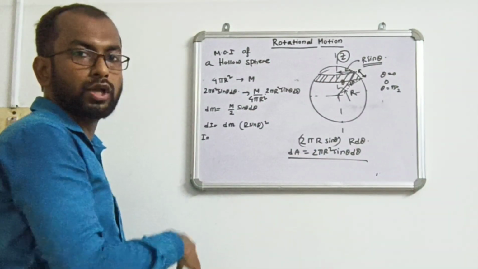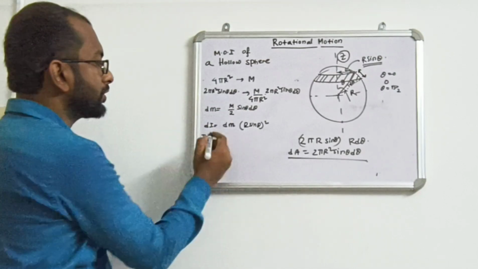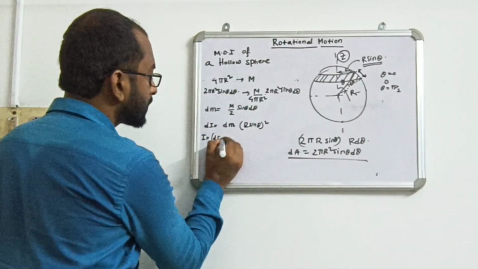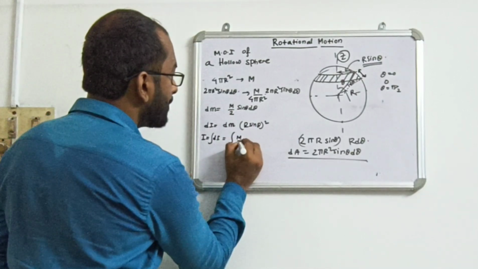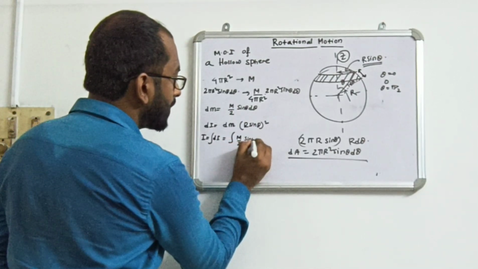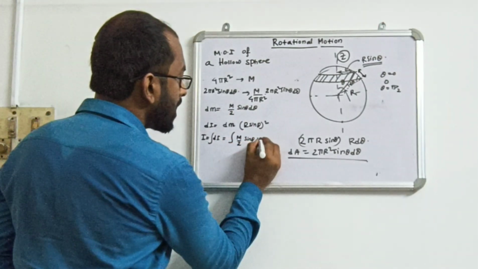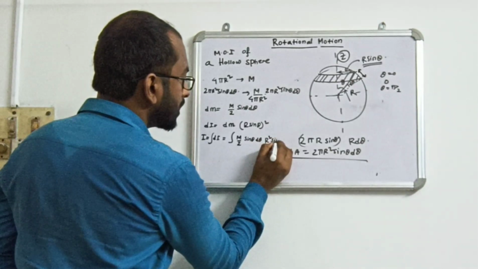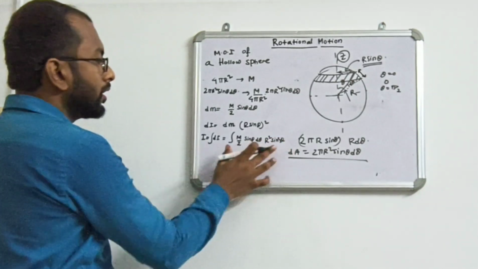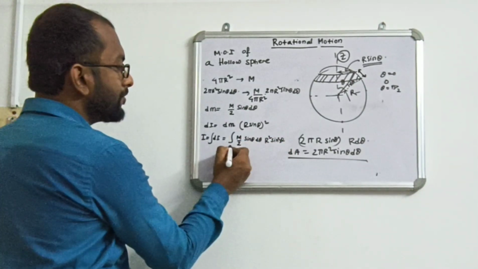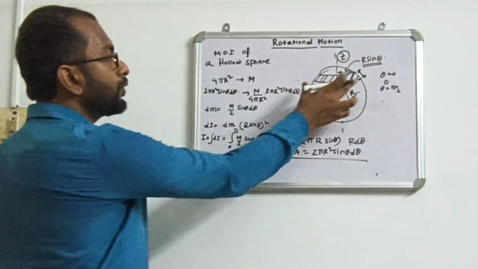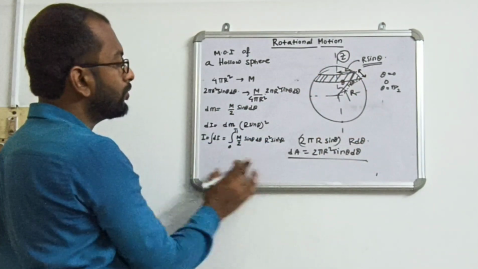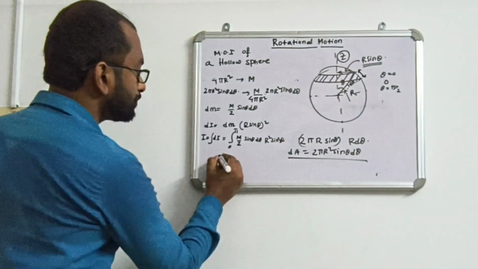Now to find the total moment of inertia, I have to do the summation of all the small rings, dI. So we will just put the value of dm here, that is m by 2 sin theta d theta, times r square sin square theta. Now the variable theta is varying from 0 to pi. If theta varies from 0 to pi, it will cover the whole hollow sphere and we will be able to find the moment of inertia.